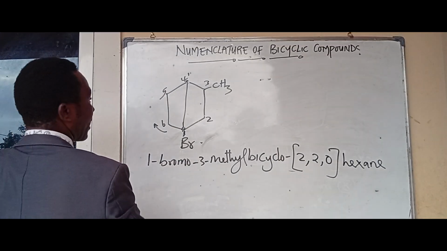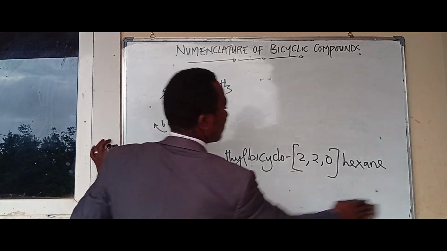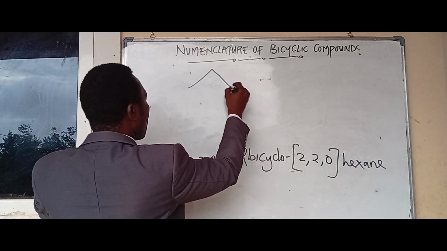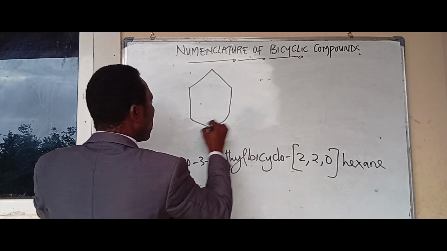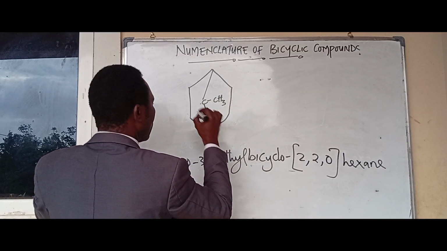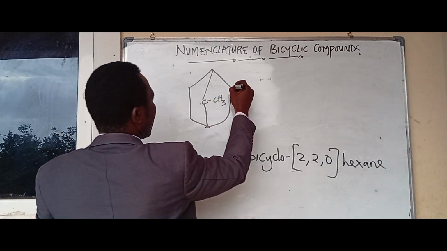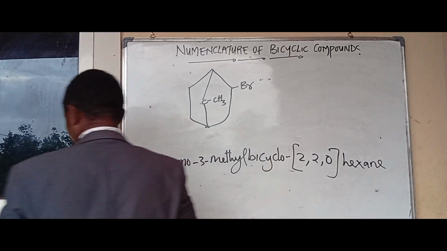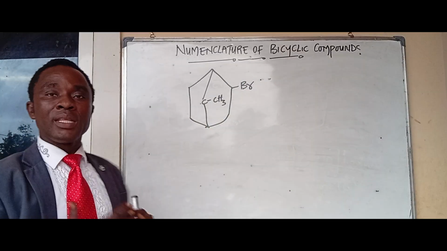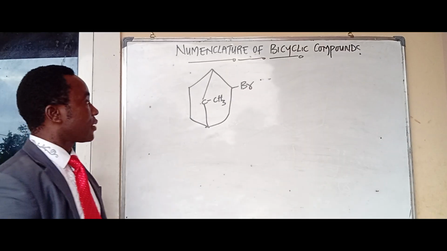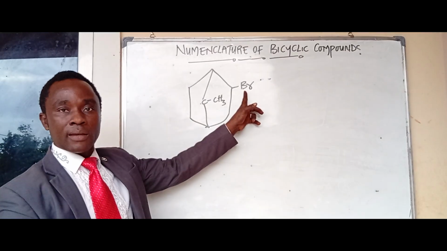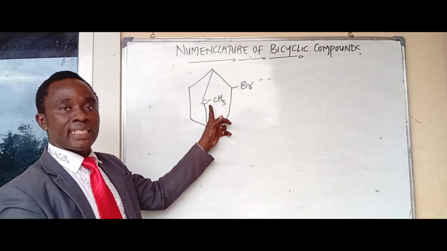Then we'll take another compound to name. Now let us say we have a compound of this nature, and here we have CH3, then we have this, and here we have a Br. So let us name this bicyclic compound. What will be the name of this bicyclic compound? If you look, you see that there is a substituent here. There is also a substituent here.